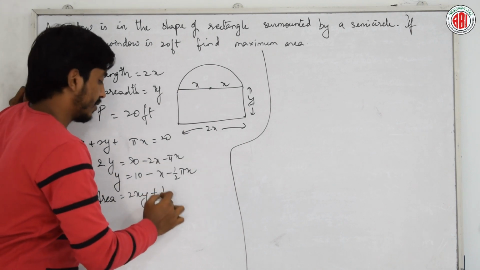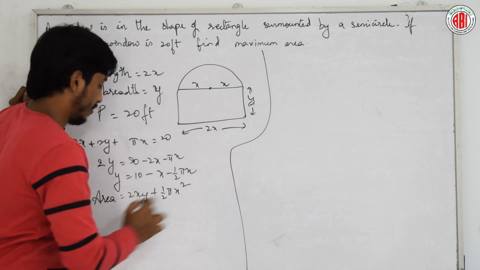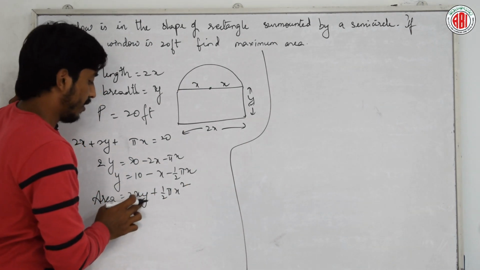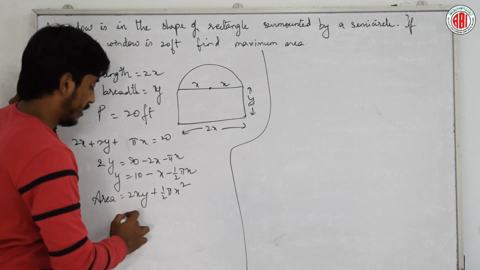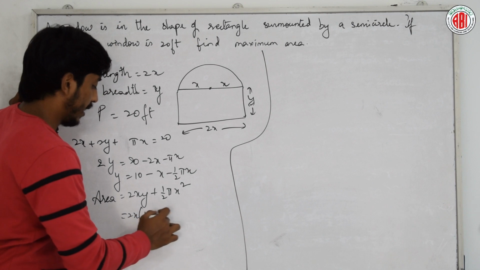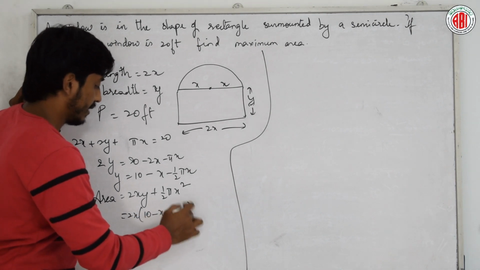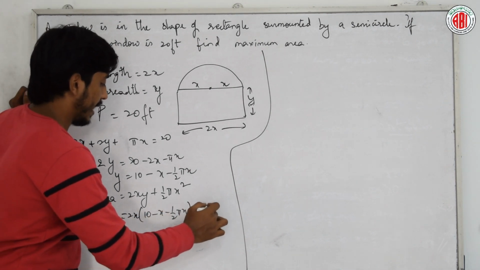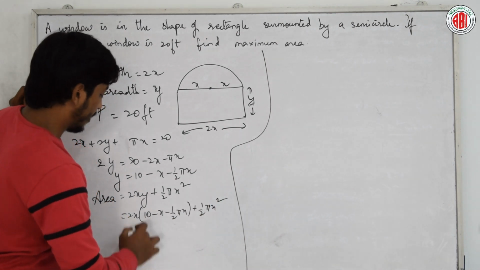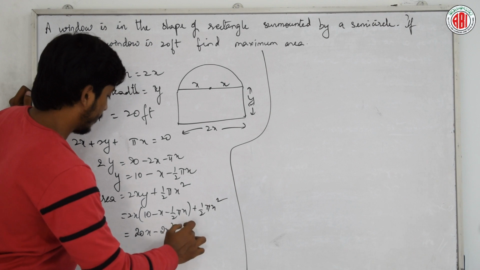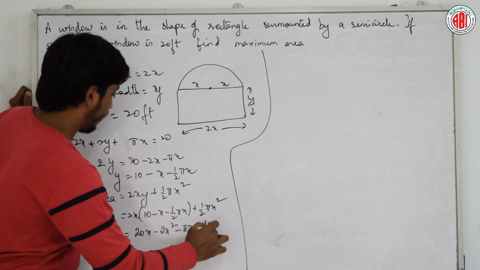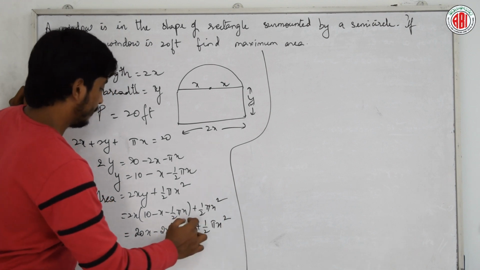Half pi r square, half pi x square. Let us substitute the value of y. Let us substitute this thing. That will be 2x into (10 minus x minus half pi x) plus half pi x square. See here, let us multiply: 20x minus 2x square minus pi x plus half pi x square.